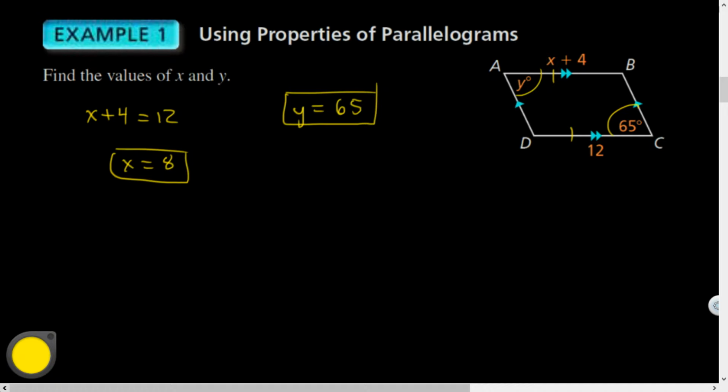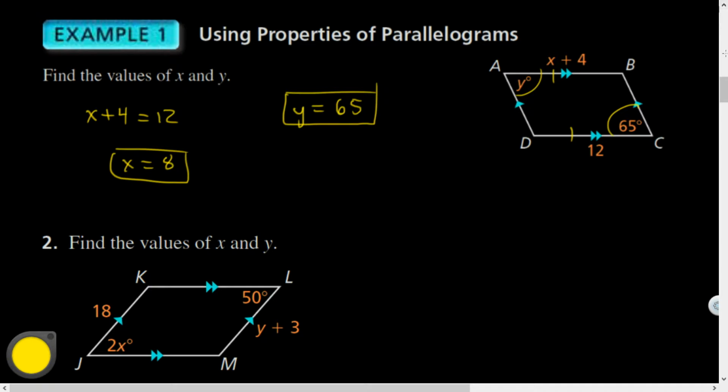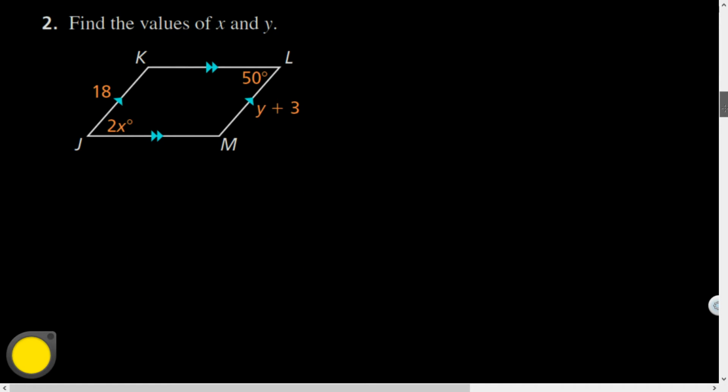So, sometimes they'll try to make things a little bit more creative and look at what we did here. Tell you what, we'll do monitoring progress question 2. I don't even know if I gave you guys this one. Did I? Awesome. Take a look at this one.